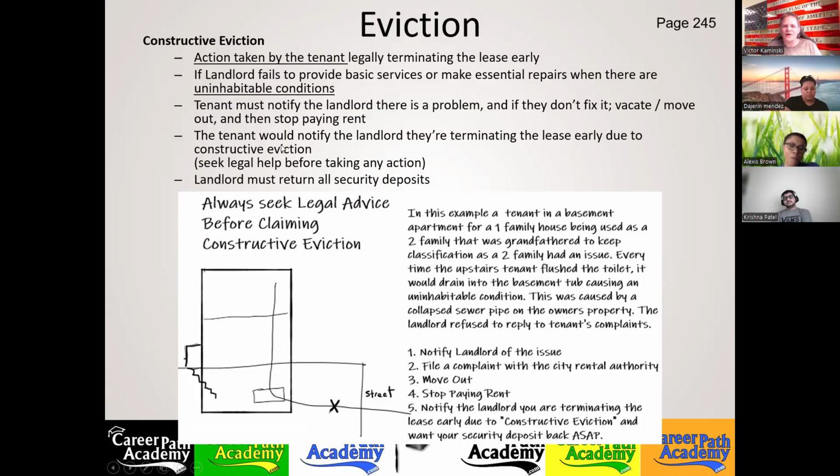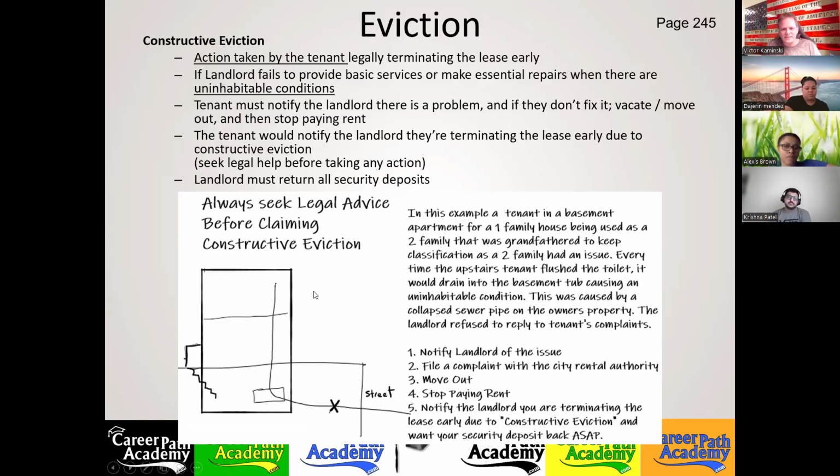So the tenant would notify the landlord that they're terminating the lease early due to constructive eviction. Remember, seek legal advice and help before taking any action here, though. Landlords must return all security deposits when a tenant terminates the lease early due to constructive eviction.